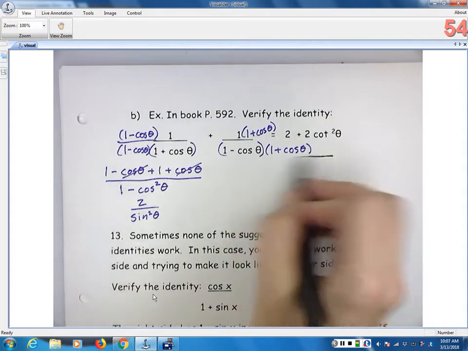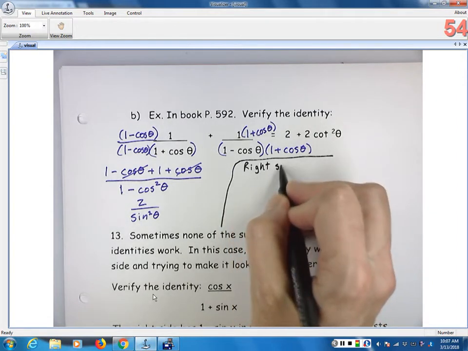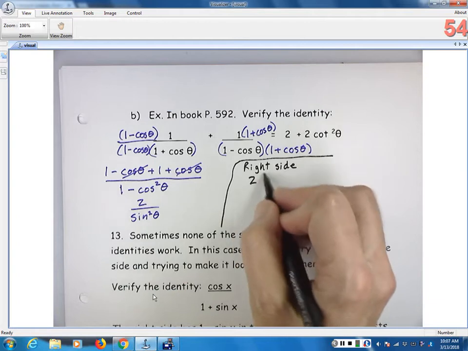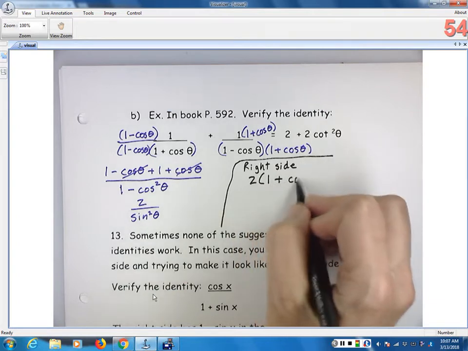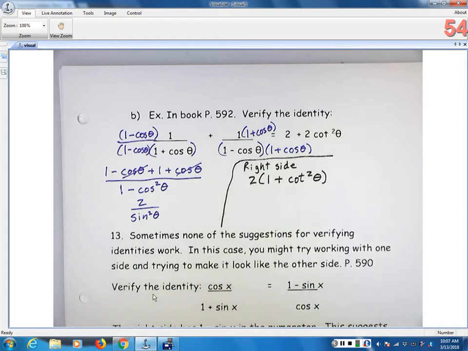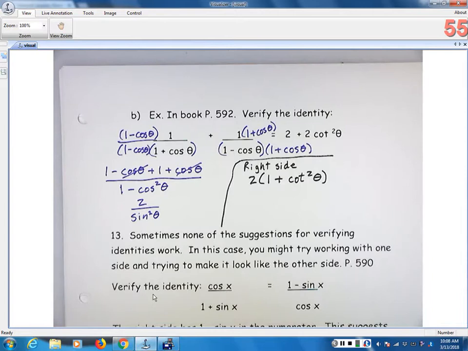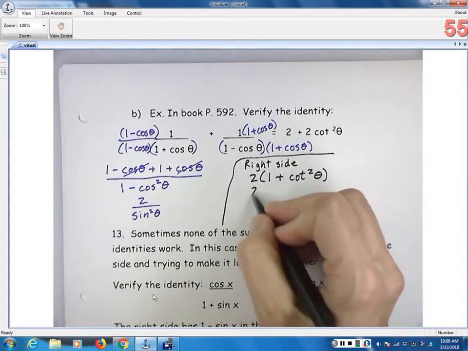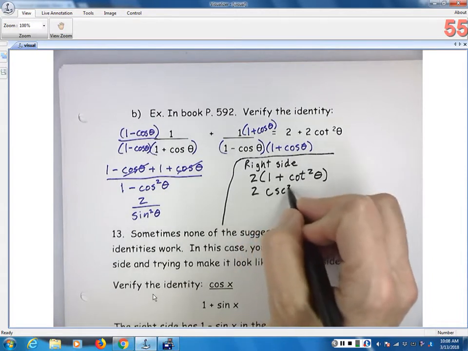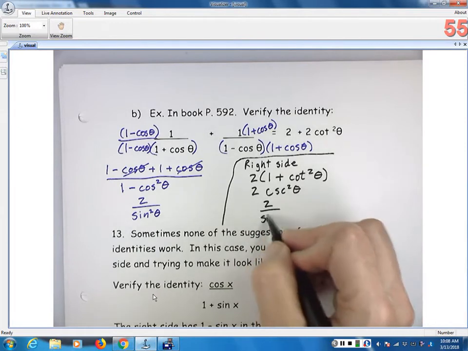We're going to do the same trick we did on the last one on the right side. Just factor the 2 out, 1 plus cotangent squared theta. Look at our Pythagorean identities. 1 plus cotangent squared theta is cosecant squared theta. And that's 2 over sine squared theta.